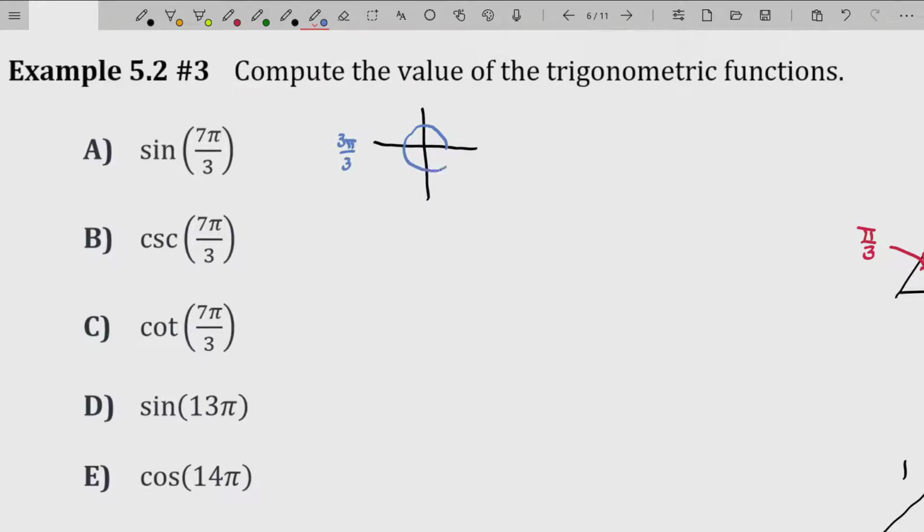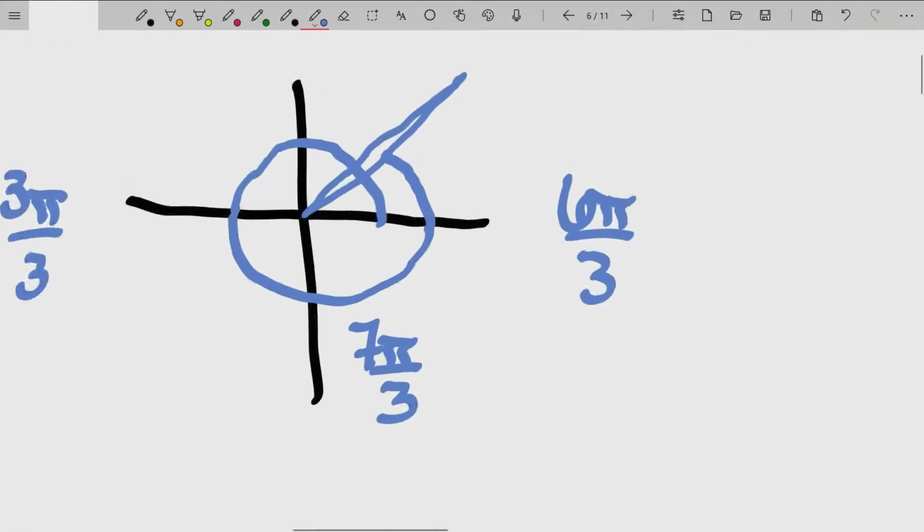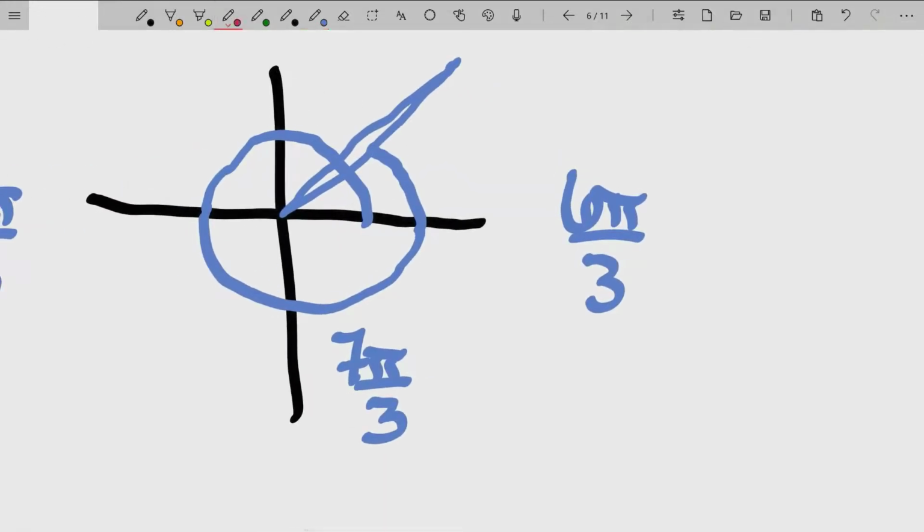And we keep rotating until we get to 6 pi over 3. And then we go a little bit more. So this is a full angle of 7 pi over 3. And we talked in one of our previous videos about reference numbers. The reference number here is pi over 3.